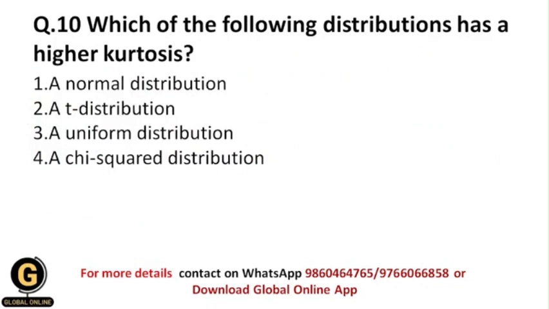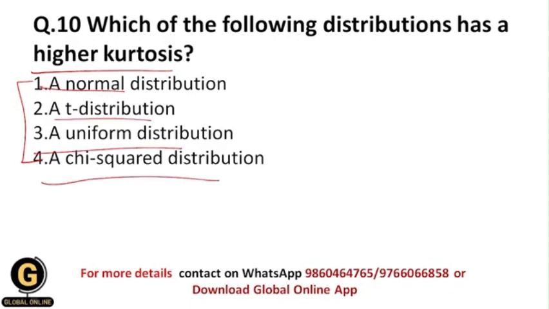Which of the following distributions has a higher kurtosis? Here they have given certain names of data distributions, and which of these distributions has a higher value of kurtosis? Whether it is normal distribution, t distribution, uniform distribution, or chi-square distribution. Wherever there is a uniform distribution, the kurtosis value is 1.8, and whenever there is a normal distribution the kurtosis value is equal to 3.